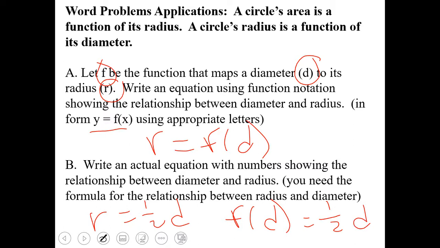I don't have to break this up into an A and a B. I could just ask you part B, but I'm kind of trying to show you how you would think about it. You have to identify not only the function name f, g, h, but you also need to choose appropriate variables and make sure you understand what is it that you're putting in, in this case a diameter, and what is it that you're getting out, in this case a radius.